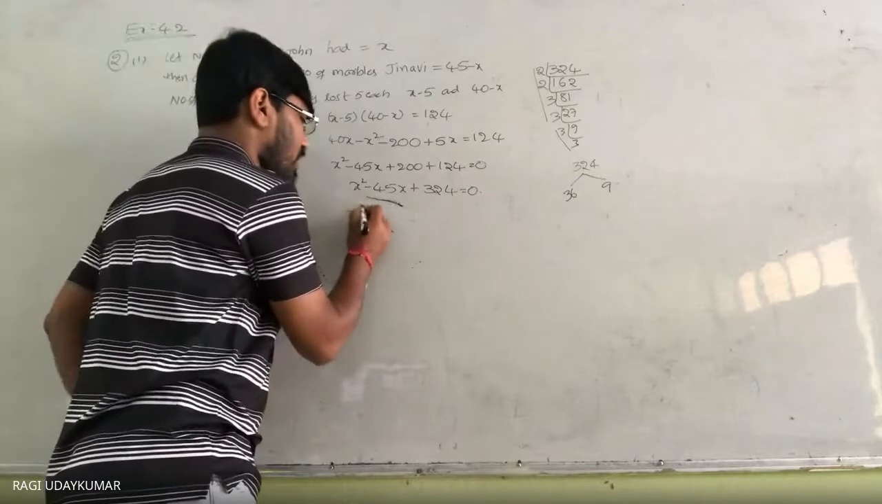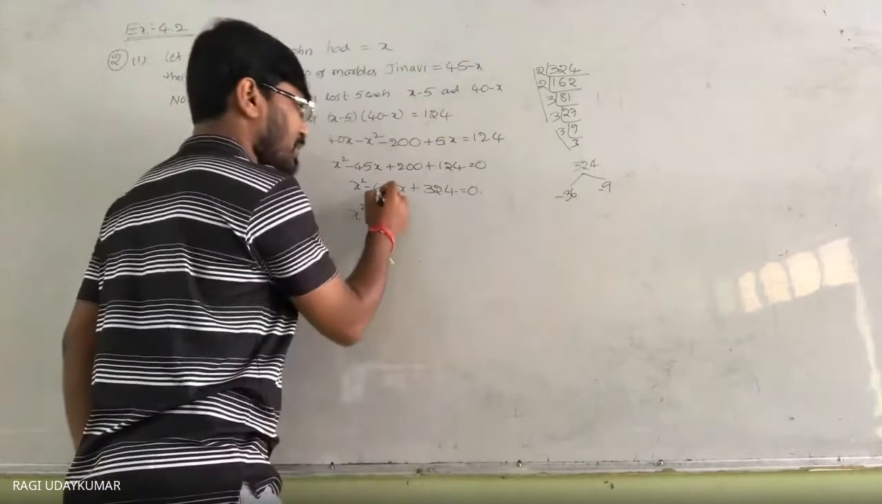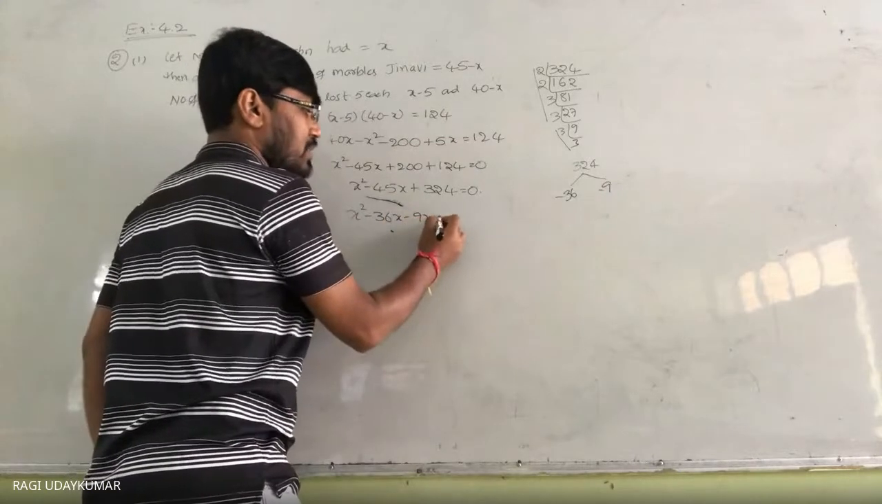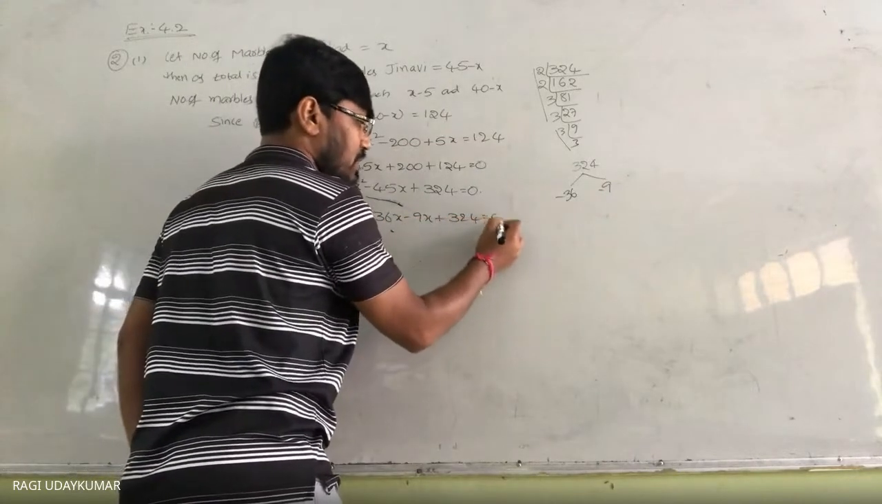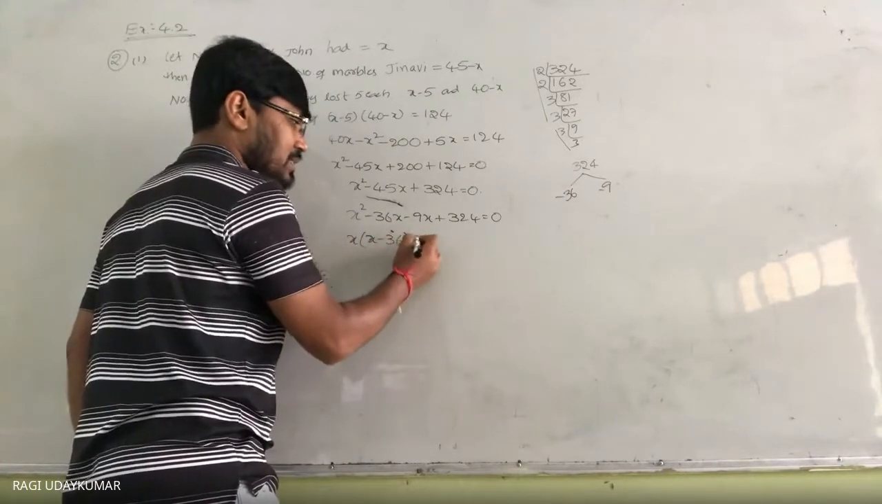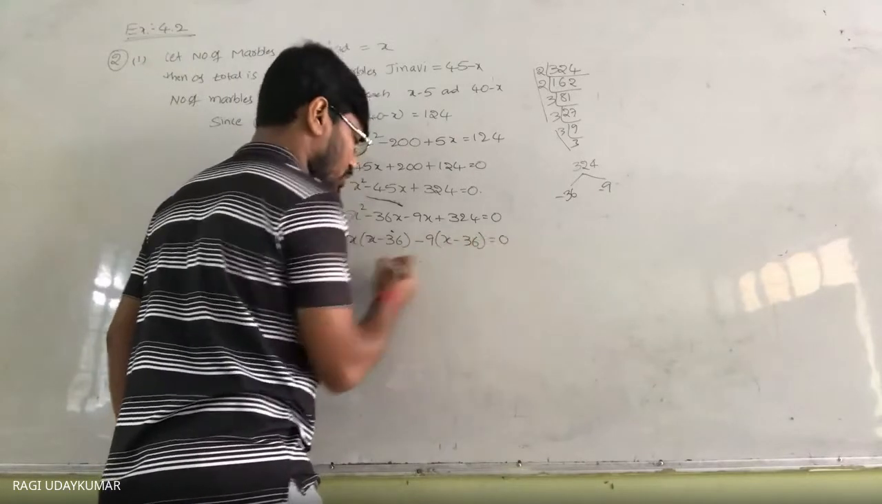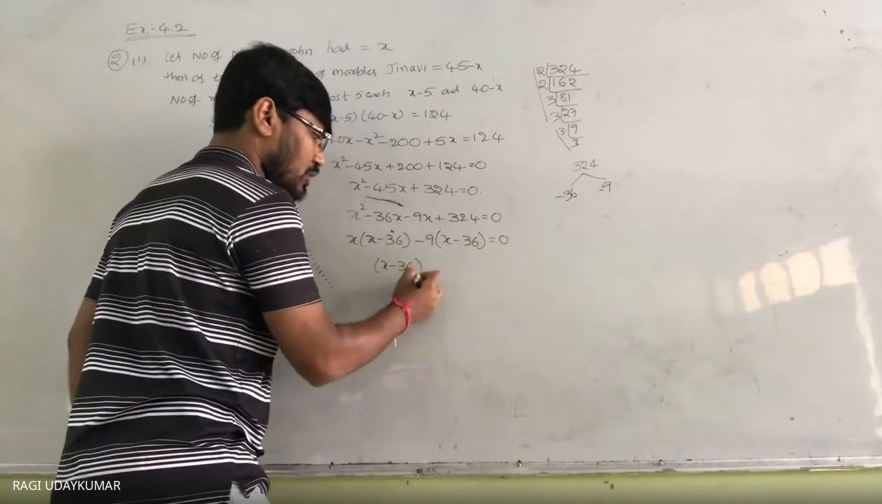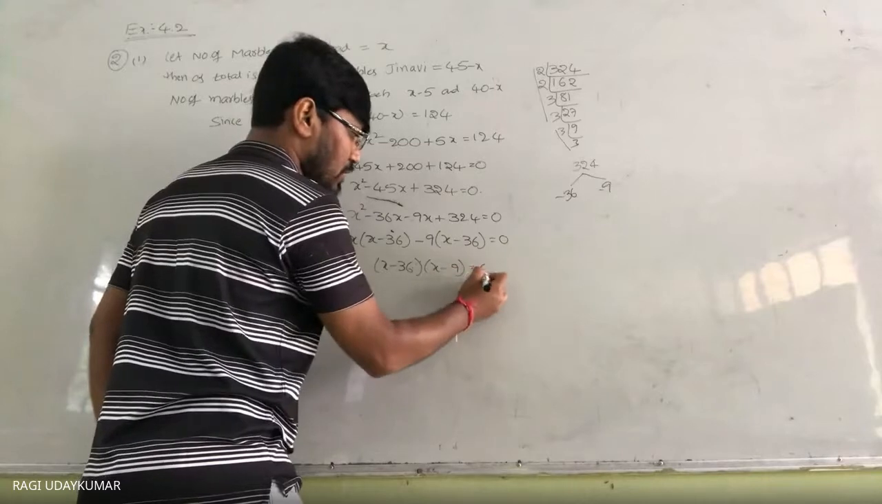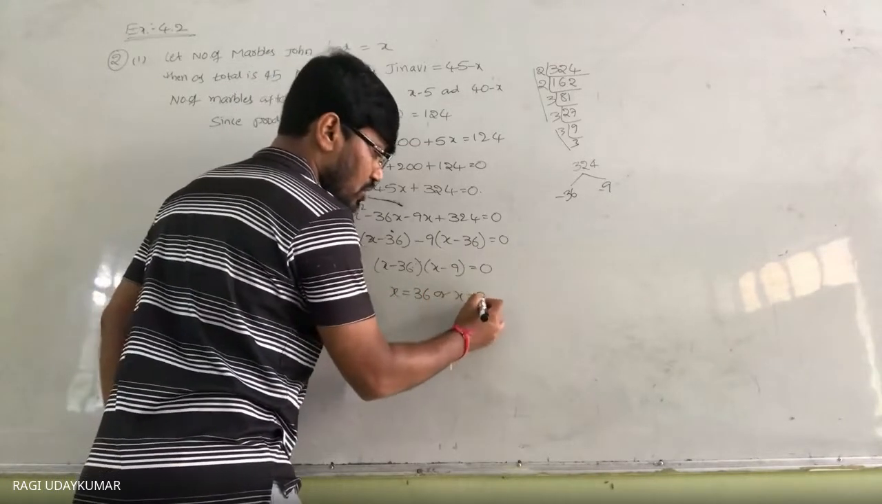So x square, then minus 36 and minus 9, both minus should be taken because as we are having a plus here, minus is there. Minus 9x plus 324 is equal to 0. From this, if you take x common, x minus 36, minus 9 if you take common, x minus 36 is equal to 0. x minus 36 into x minus 9 is equal to 0. x is equal to 36 or x is equal to 9.